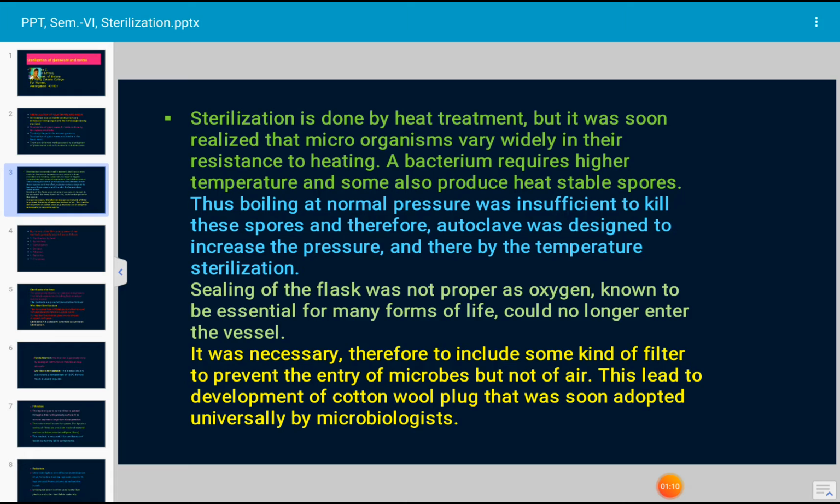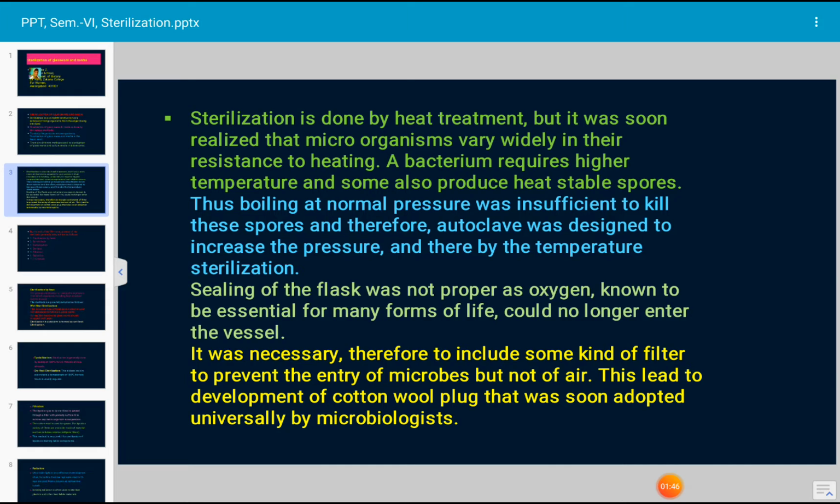Sterilization is done by heat treatment, but it was soon realized that microorganisms vary widely in their resistance to heating. A bacterium requires a higher temperature, and some also produce heat-stable spores. Thus, boiling at normal pressure was insufficient to kill these spores, and therefore the autoclave was designed to increase the pressure and thereby the sterilization temperature.